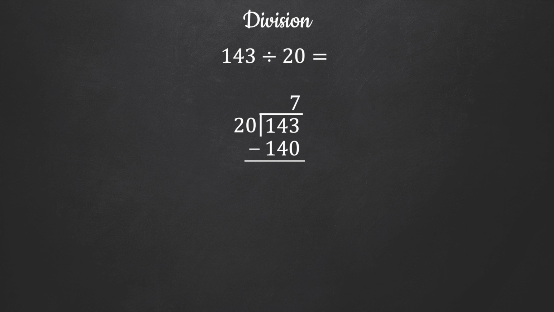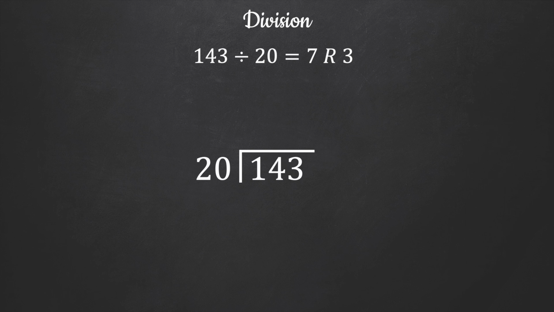So now we're going to subtract 140, because 20 times 7 is equal to 140. 143 minus 140 is equal to 3. So that means that 143 divided by 20 is 7 with a remainder of 3. Now let's go over the different parts to that division problem. We had 143 divided by 20 is equal to 7 with the remainder of 3. And here I'm going to set up long division so that we could see the different parts a little bit easier without the work on the bottom.